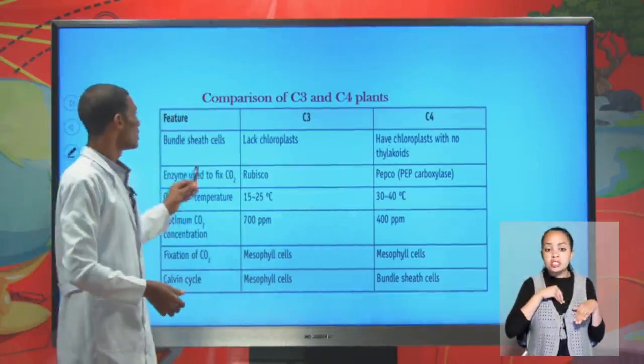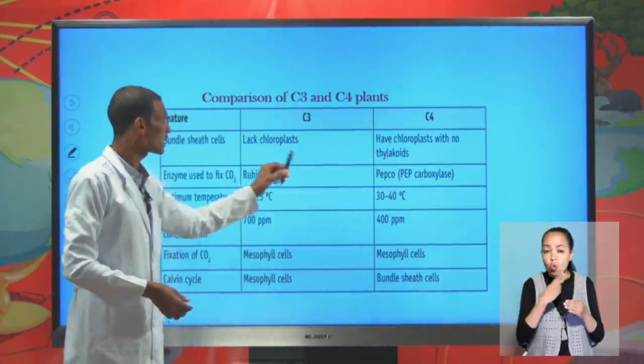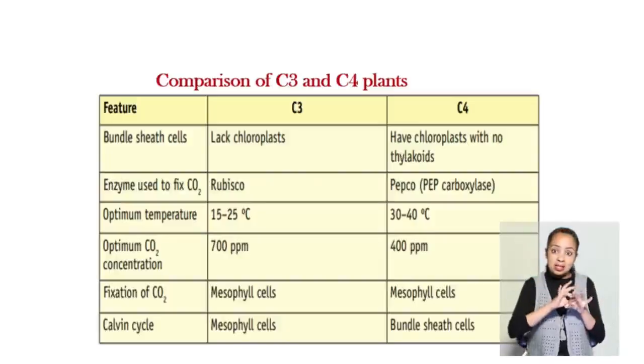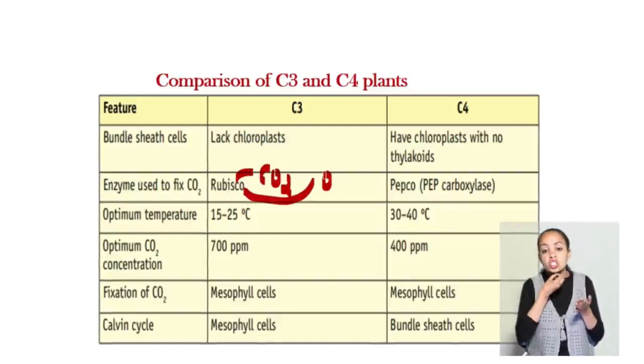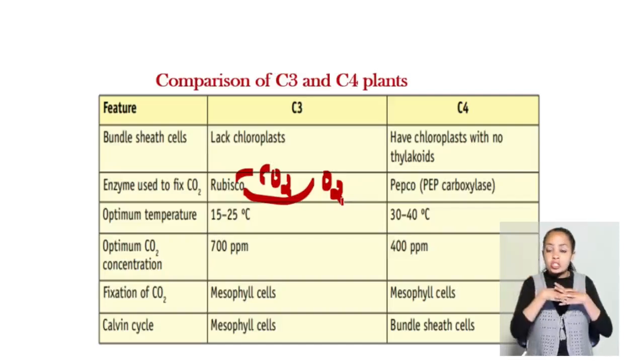Here, the system of fixing carbon dioxide in both processes is catalyzed by an enzyme. In C3 plants it is catalyzed by Rubisco: carboxylase when carbon dioxide is fixed, and oxygenase when ribulose bisphosphate reacts with oxygen. But here there is only PEPCO, phosphoenol pyruvate carboxylase, which catalyzes the reaction between phosphoenol pyruvate and carbon dioxide.